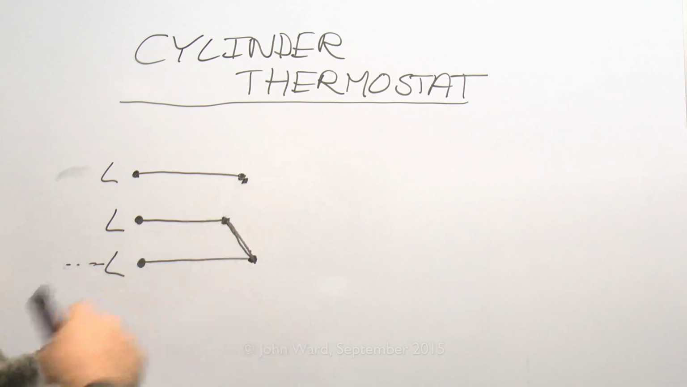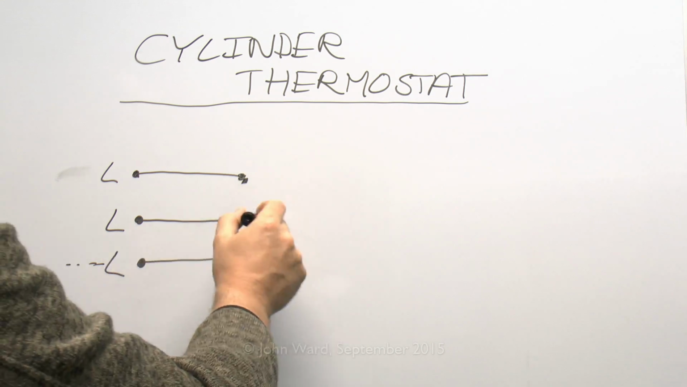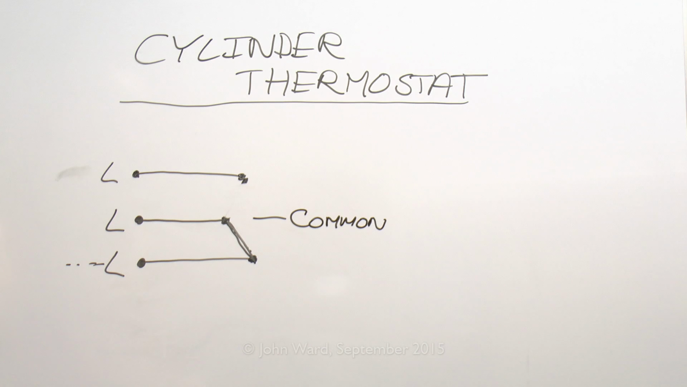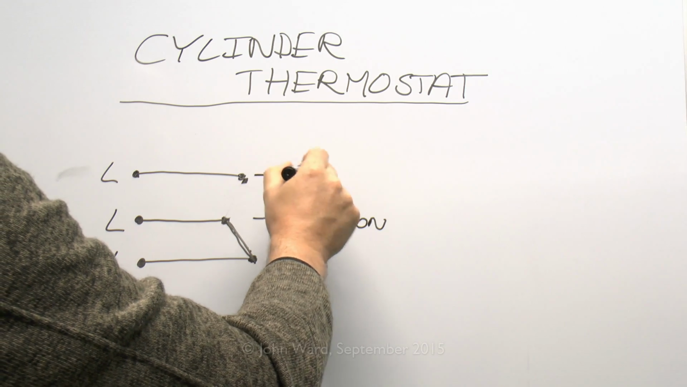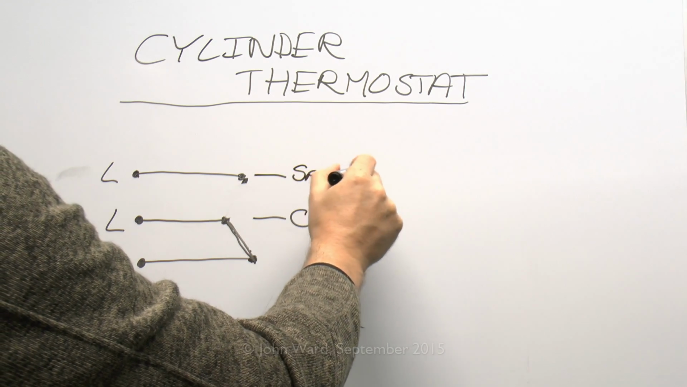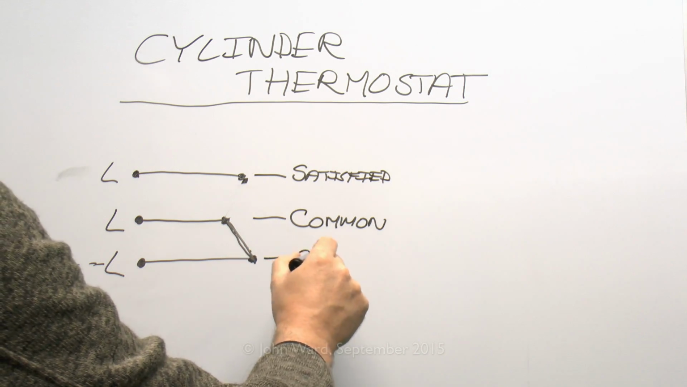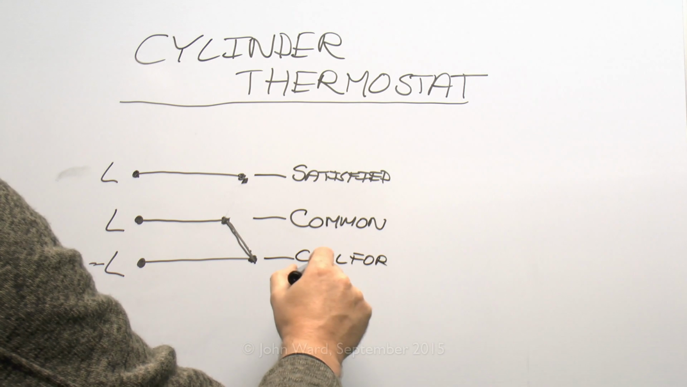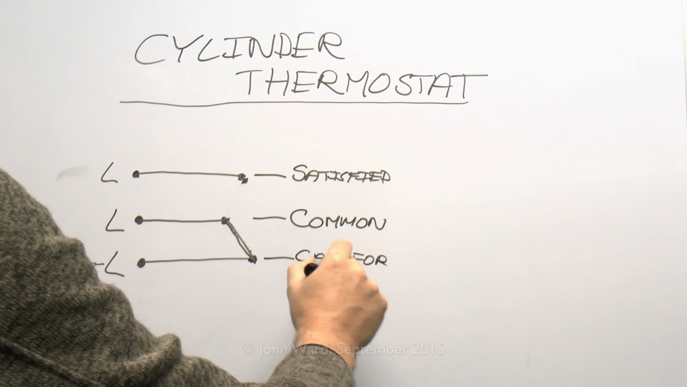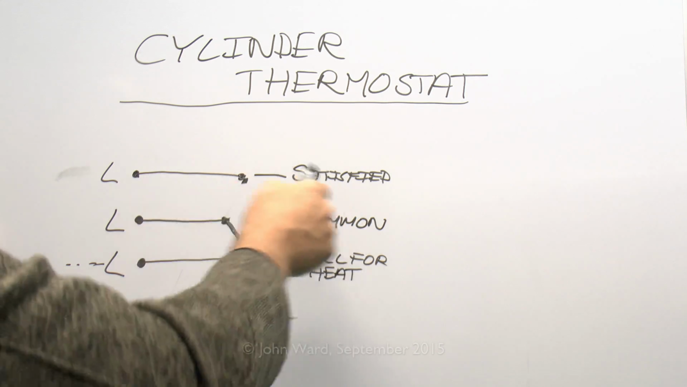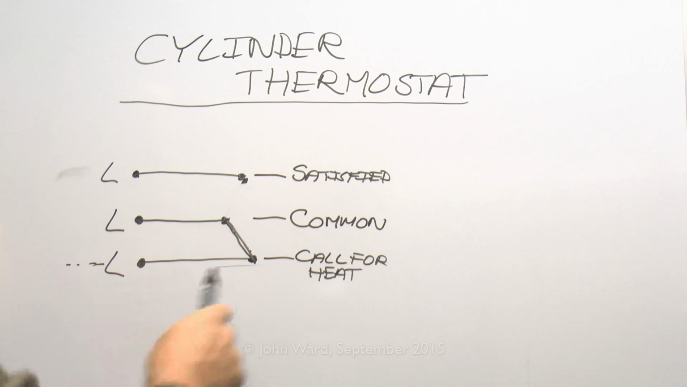Now the three terminals generally have sensible markings on them. The middle terminal is generally the common. That's where the power coming in is connected, and then the other two will typically be satisfied, which would indicate that the water is already hot enough, therefore heat is not required. And then the other one would be call for heat. And that's the one that would be connected if the water was too cold. So heat is required, or heat is not required, depending on the position of the actual contacts.